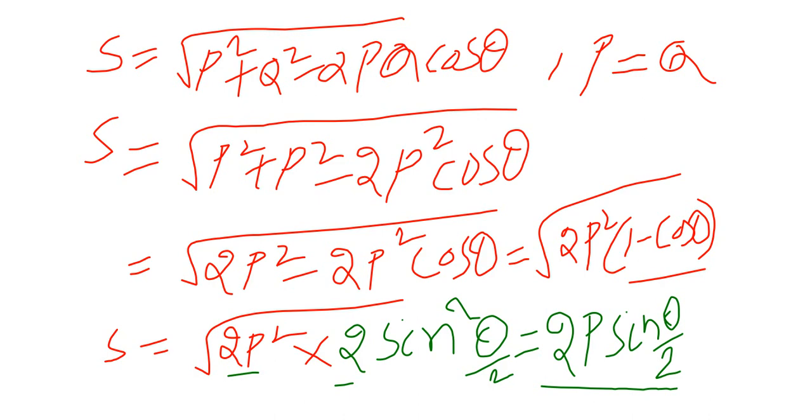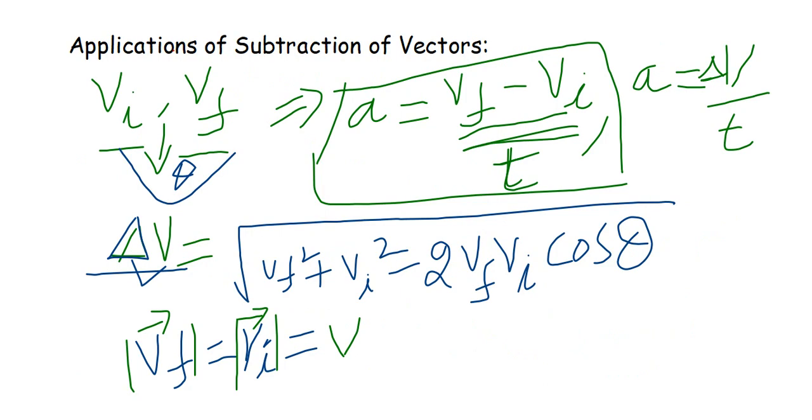Like this, here also Vf and Vi, the initial velocity is equal to the final velocity in magnitude. What happens? This is equal to 2V sin theta by 2.